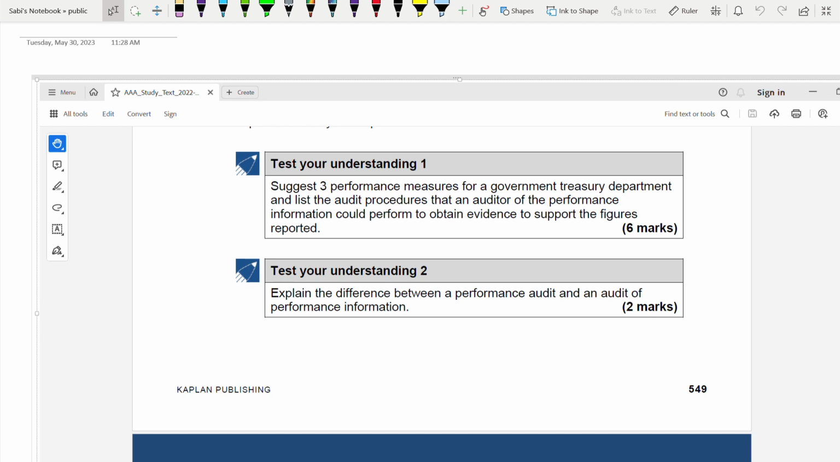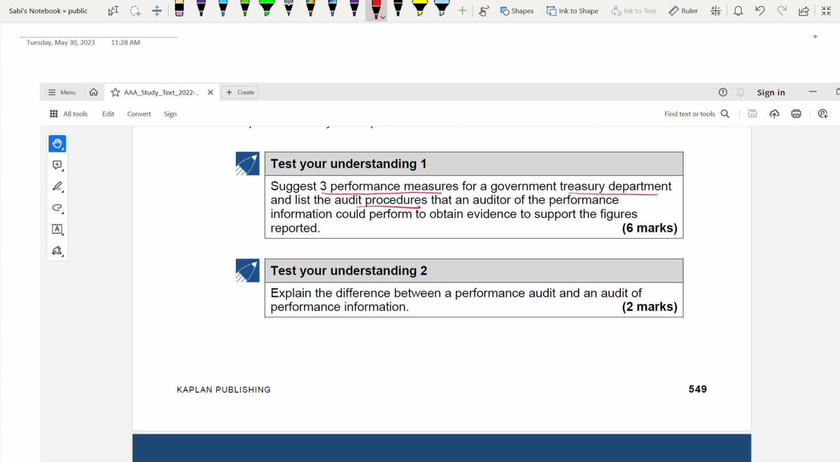Now we'll do two questions before we conclude this lecture. There are two questions, test your understanding 1 and 2. One: there's no case study given. Generally, they're telling you to suggest three performance measures for a treasury department and list audit procedures on the performance information to obtain evidence to support the figure.